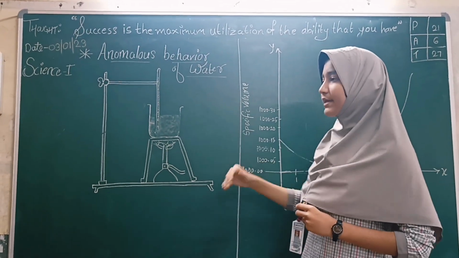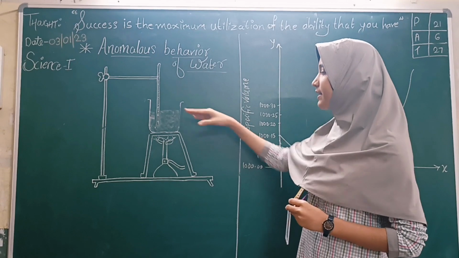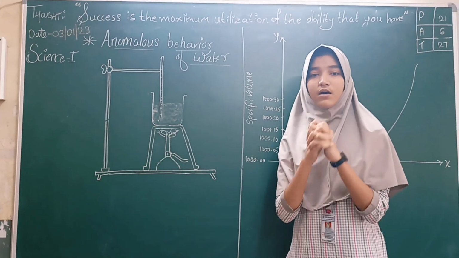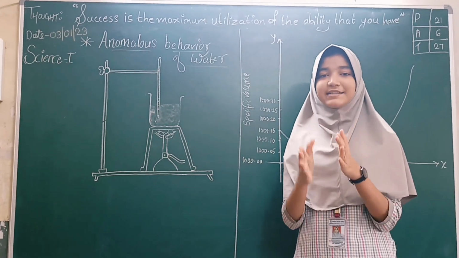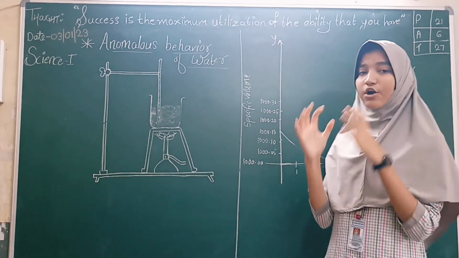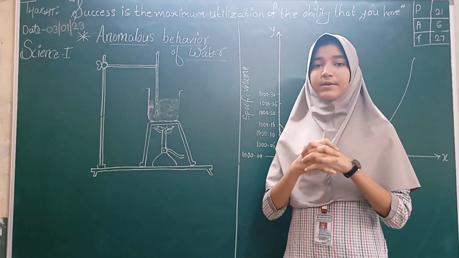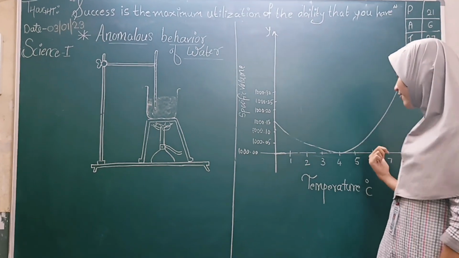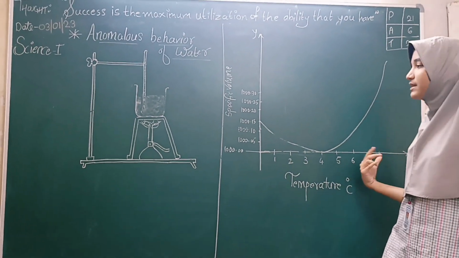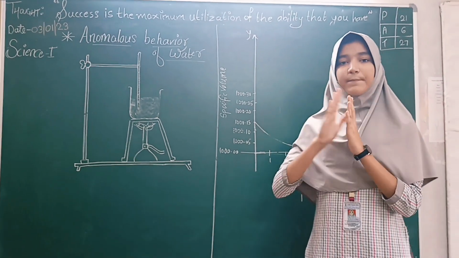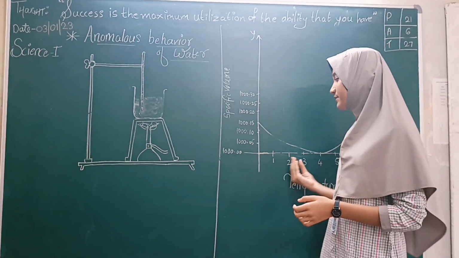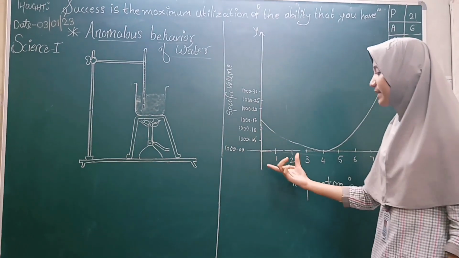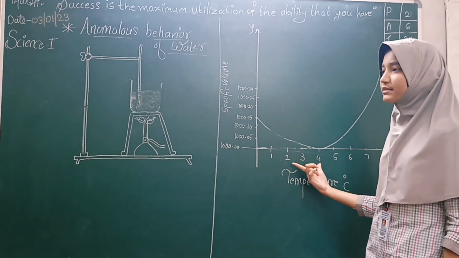Then similarly at 2 degrees, the volume will again decrease. At 3 degrees, again the volume will decrease. And at 4 degrees, it has the maximum density and less volume. That is, the water will contract. So at 4 degrees, we have seen that it has maximum density. But after 4 degrees Celsius, as usual, it shows behavior like others, expanding on heating. So you have seen the behavior of water from 0 to 4 degrees Celsius.